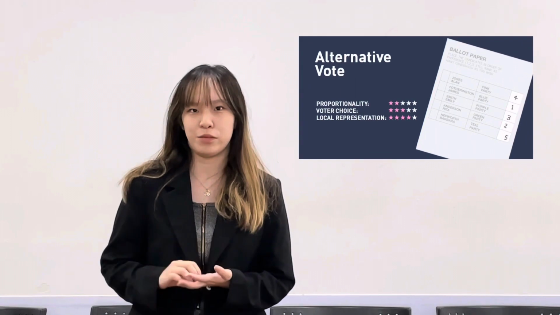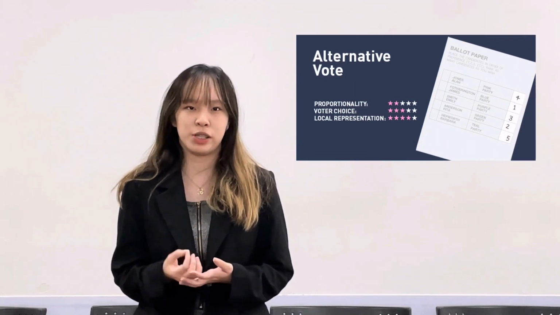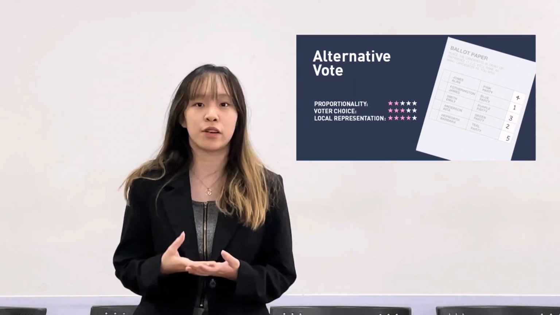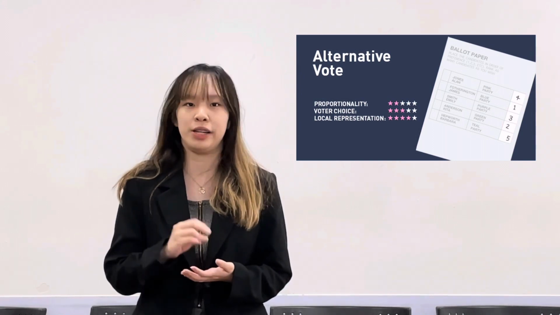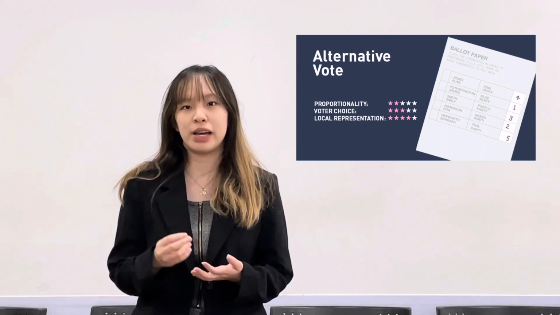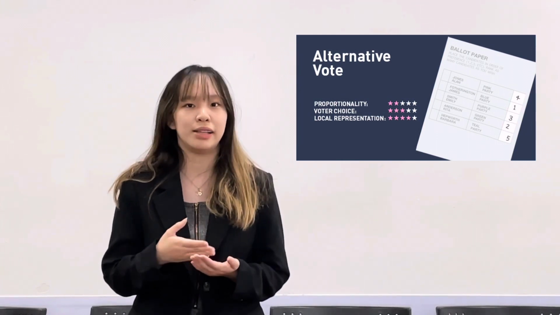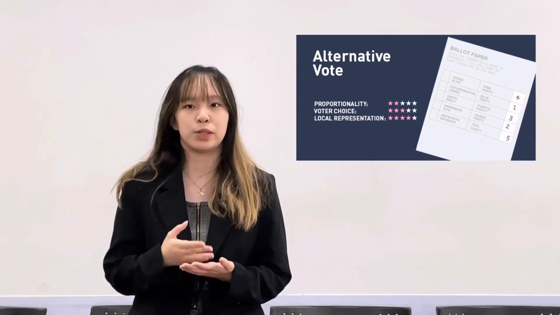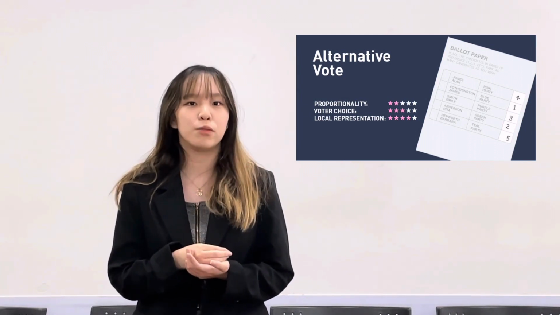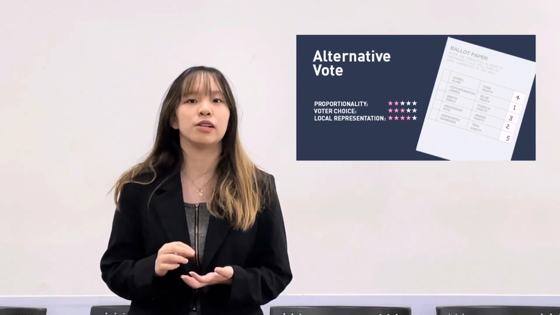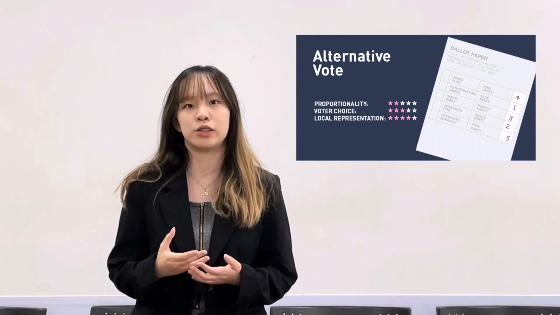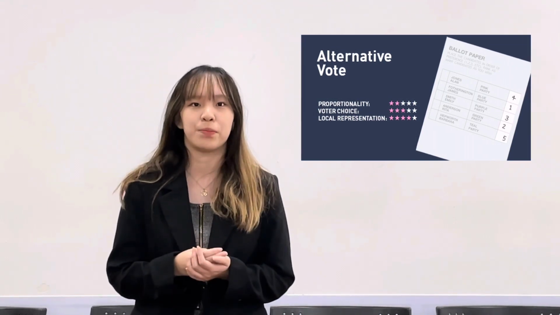Next is the alternative vote. It is used for specific conditions like committee chairs in the House of Commons and by-elections for hereditary peers. Voters rank candidates by marking 1, 2, 3, and so on. If a candidate gets over 50% of first preference votes, they win. Otherwise, votes are reallocated until a candidate has more than the others combined.